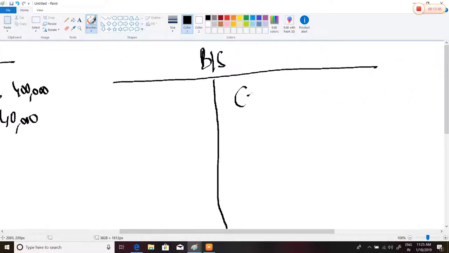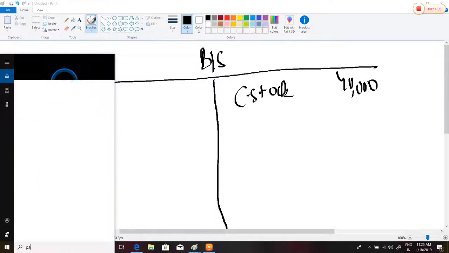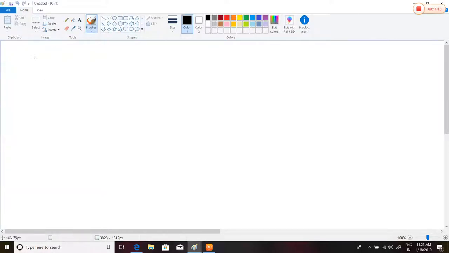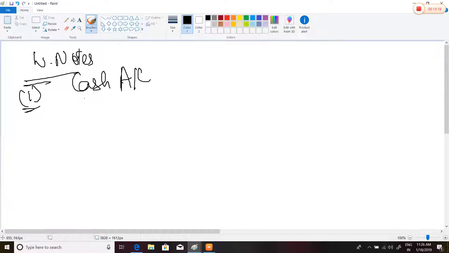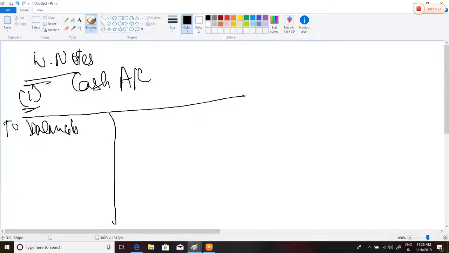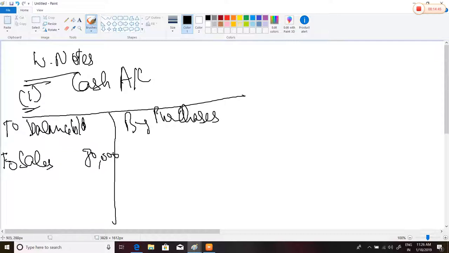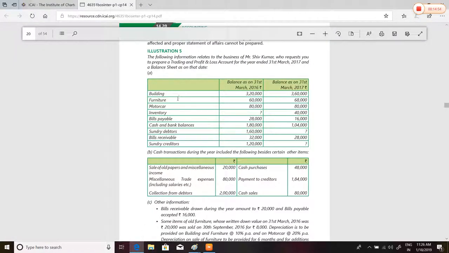Closing stock 40,000, correct? Working notes. First working note, cash account. To balance brought down, to sales, cash sales 80,000, and by purchases 48,000. Then sale of old papers and miscellaneous income.